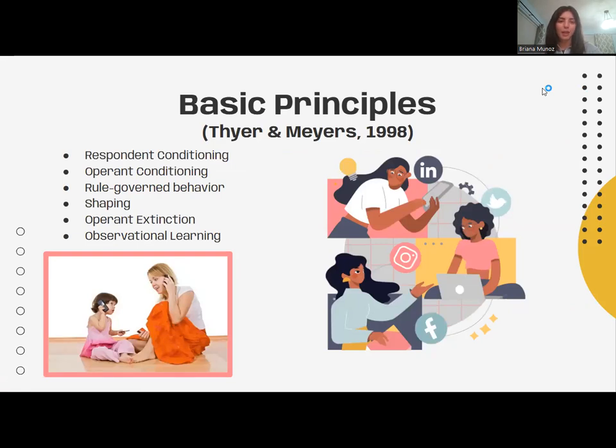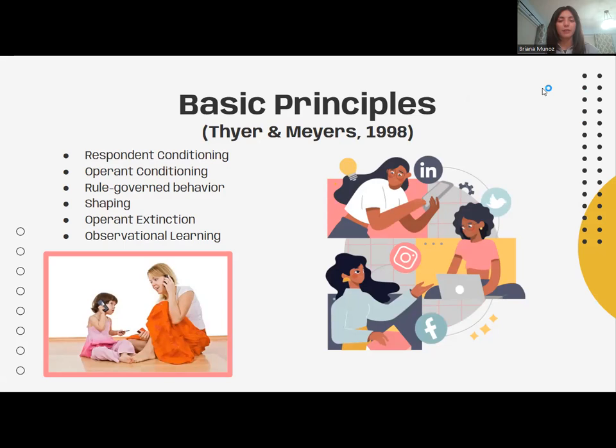According to Thayer and Myers, 1998, the theory has 6 basic principles. The first principle is respondent conditioning, which focuses on how we learn to adapt to our environment through automatic responses. The second principle is operant conditioning, which deals with consequences shaping our future actions. There are 4 main types of consequences: positive reinforcement, negative reinforcement, positive punishment, and negative punishment.